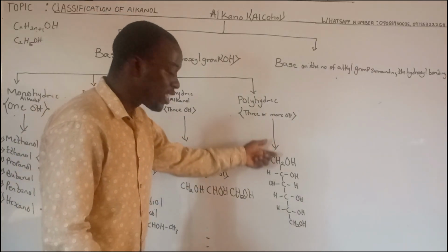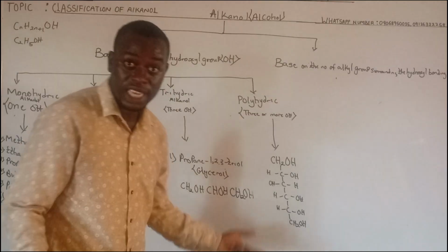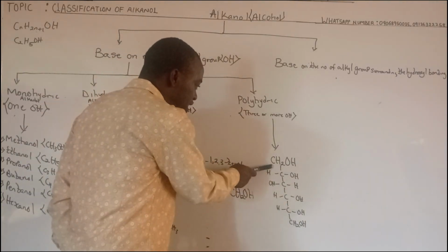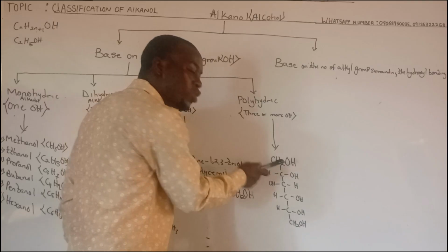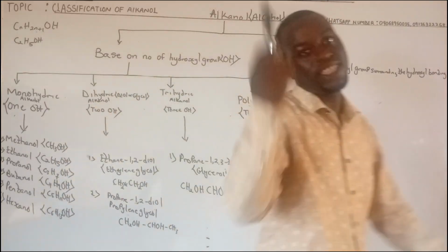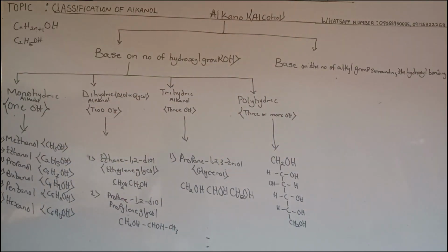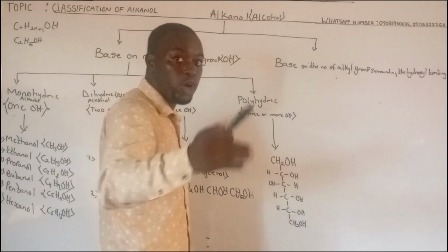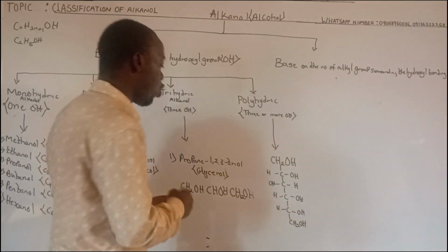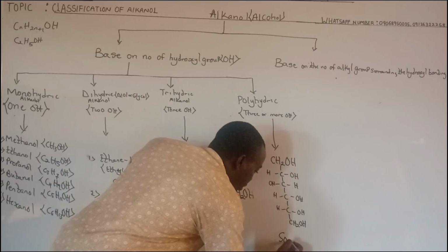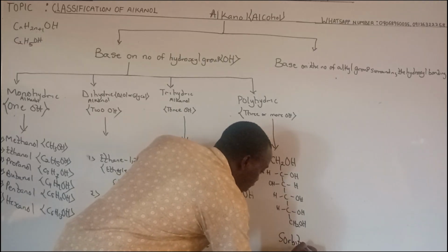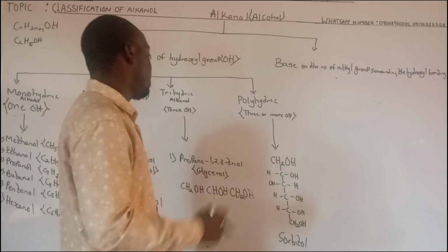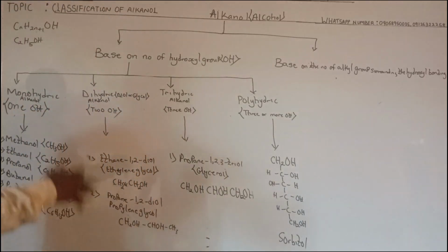You can see this thing is hexane. We have 6 carbon. That's hexane, and each carbon atom has one OH. 1, 2, 3, 4, 5, 6. There are 6 carbons, hexane. And there are 6 OH, 6 hydroxyl group in this sorbitol. So we call this sorbitol, which is a typical example of alkanol with more than 3 hydroxyl group.